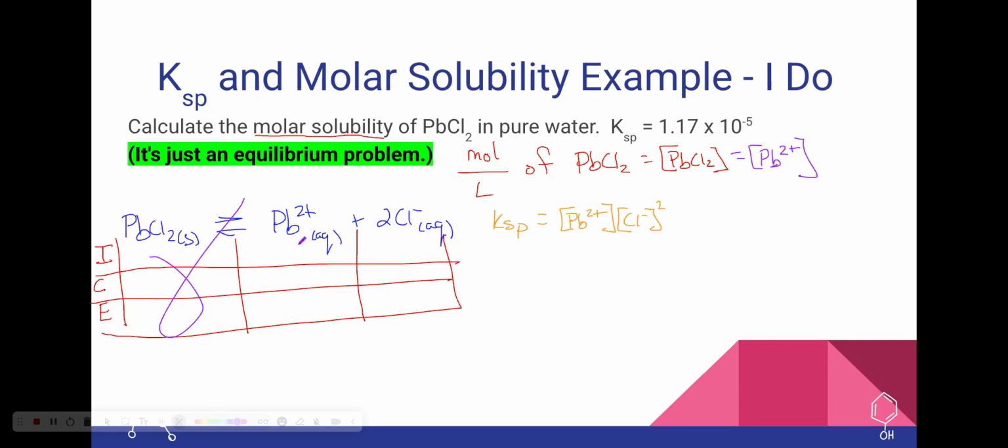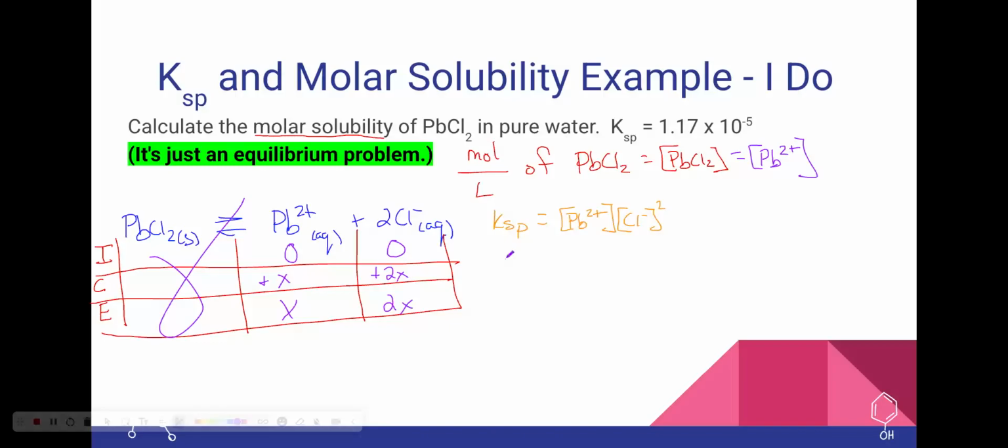So initially, there is no lead 2 plus and there are no chloride ions in this solution. Now we're going to solve this ICE box in terms of x. So I'm going to add x here, and I'm going to add 2x over here, again making sure I'm following my stoichiometric coefficients. And at equilibrium, the concentration of lead 2 plus is x, and the concentration of chloride ions is 2x. And now I'm ready to plug these values into my KSP expression.